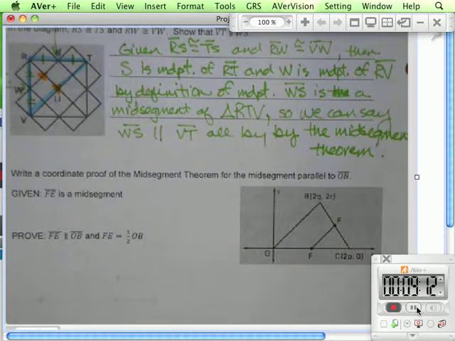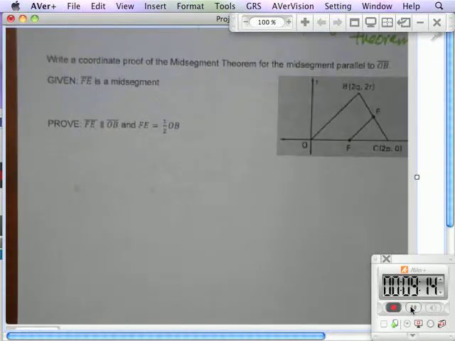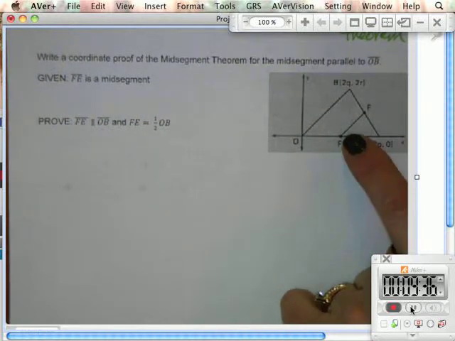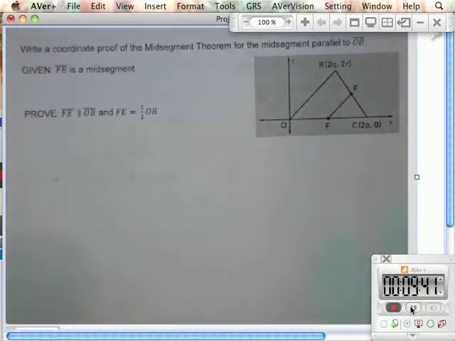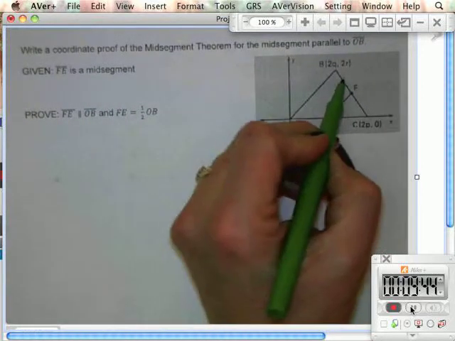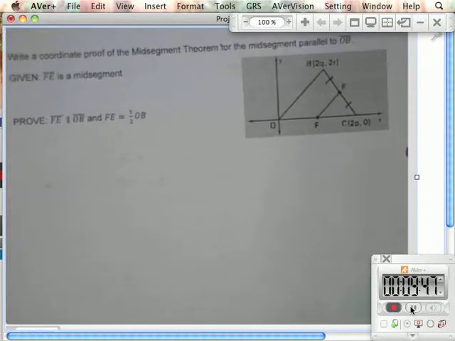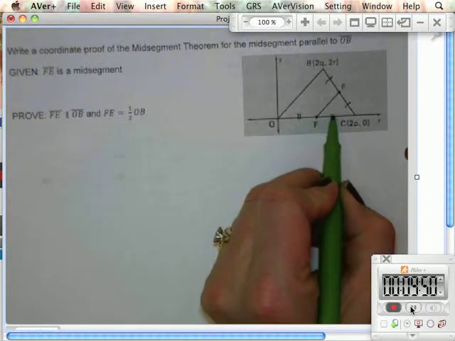Okay? All right, then what I'm going to do, we just don't have actual numbers. We're writing with coordinates. We're going to write a proof with coordinates, which helps us generalize the proof and doesn't make it specific for different situations. So this one here, it says write a coordinate proof of the mid-segment theorem for the mid-segment parallel to OB, which is right here. We're given that ME is the mid-segment. So just for the heck of it, let's just mark up a little bit of what we know here. We know that's the mid-segment.